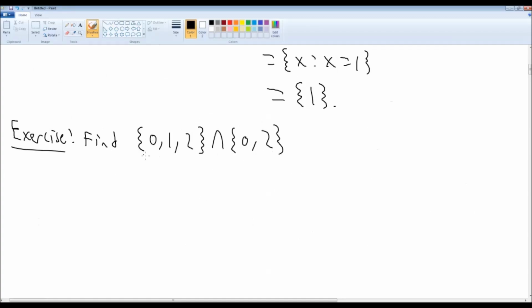Here's another example we can try. What's the intersection of these two sets? And let's do it quicker this time. Remember, intersection just means what elements are common to both. So 0's in both of them and 2's in both of them, but that's it, because 1's not common to both of them. So the intersection of these guys is just going to be {0, 2}.